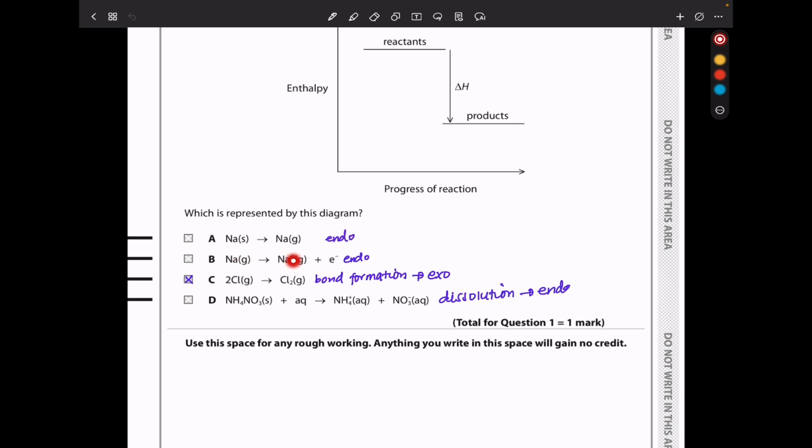This is also breaking away. This is ionization. It's endothermic. And then this is dissolution of ammonium nitrate. That is going to be endothermic. The only exothermic one is this because this is bond formation. A bond is formed. Heat is going to be released, so the answer should be C.